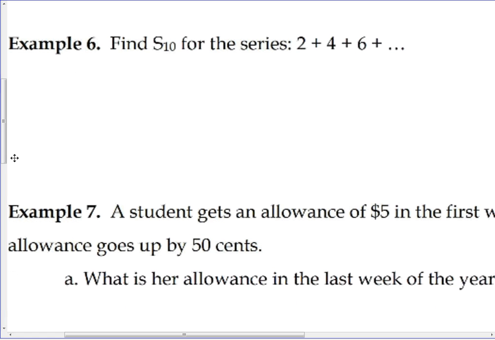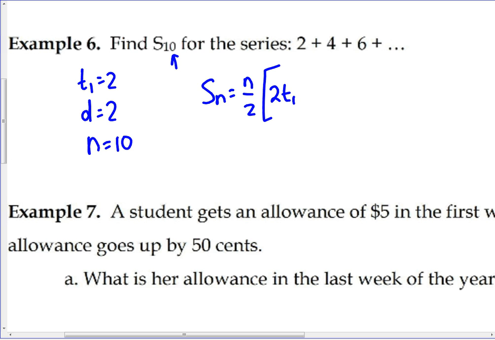Can we skip 10 or 6? So again, just looking quickly at 6. You know your first term is 2. You know your common difference is 2. What else do you know? Your n. Remember the little number? The subscript? Is that the right term for it? I'm Englishies. Subscript is 10. Okay, that's your n value. So you'd have to use the second formula, 2t1 plus n minus 1 times d. So we're going to skip that.